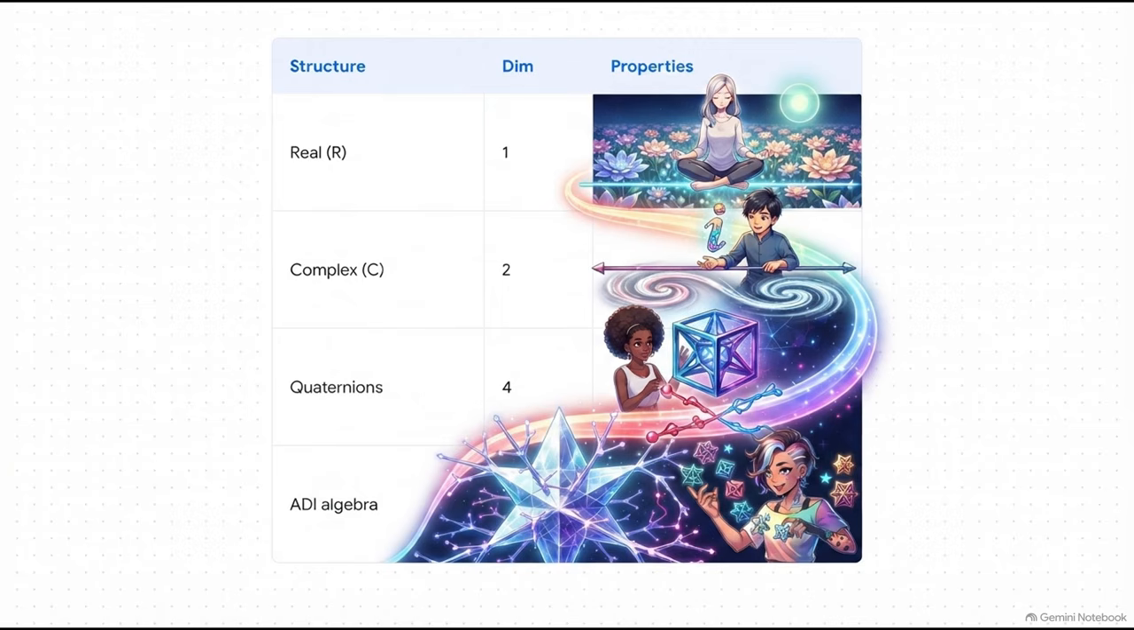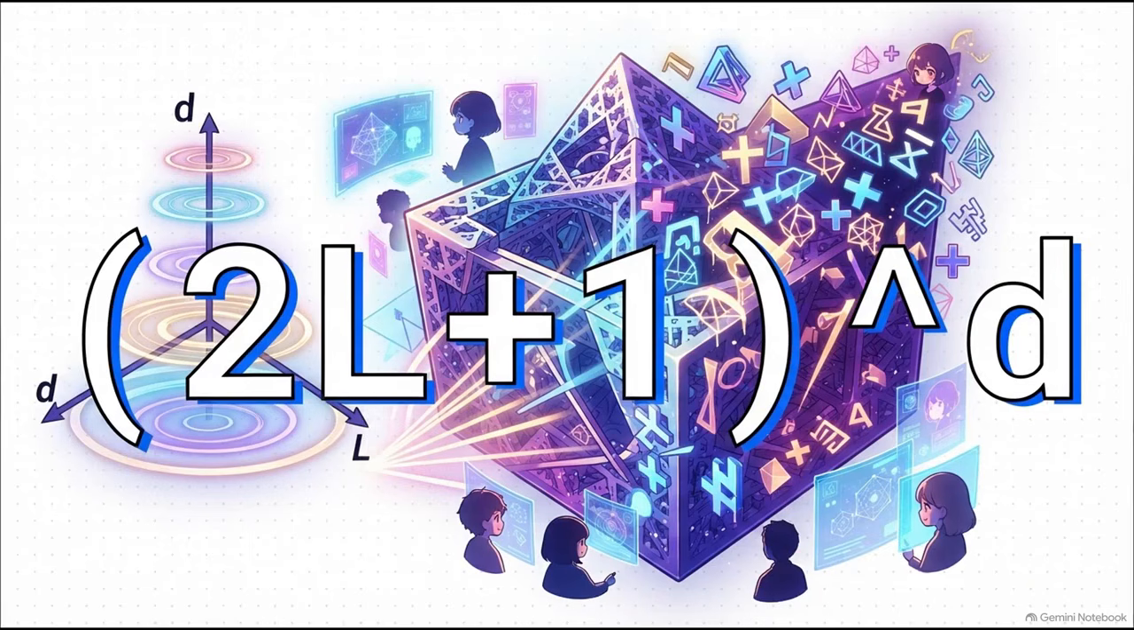In a general ADI algebra, the number of independent axes could be vast. And that means the rules of multiplication have to be strictly determined by very specific structural axioms. To truly understand the sheer scale of this, let's look at the formula for coordinate signatures. (2l+1)^d. This represents the massive combinatorial explosion of resolved states in this system.